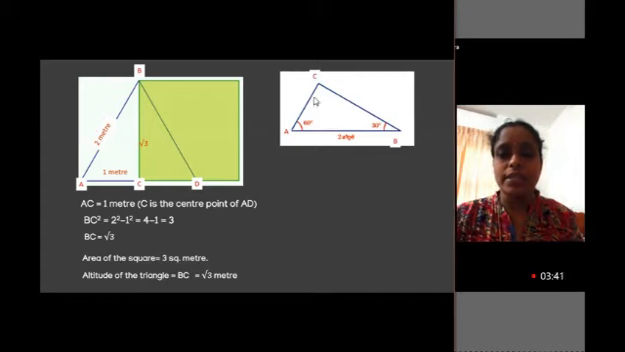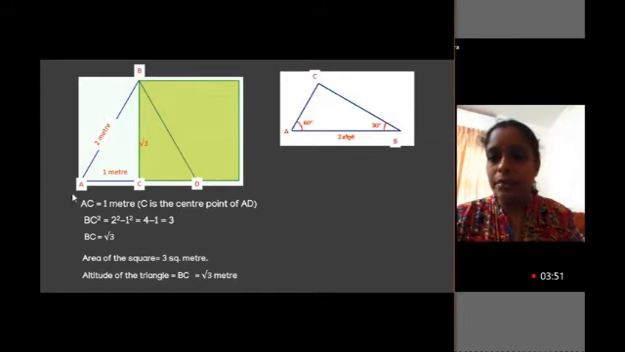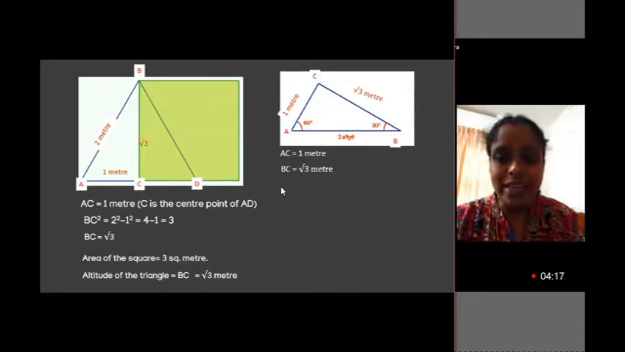And the third question is, here the length of AB is 2 meter. Here the triangle ABC is the same as this triangle ABC. Here the length of AB is 2 meter. Here also the length of AB is 2 meter. So the length of AC is 1 meter. And this length of BC is also the length of BC here. So the length of BC is equal to root 3 meter.